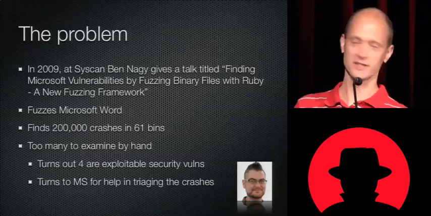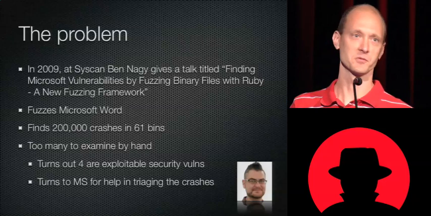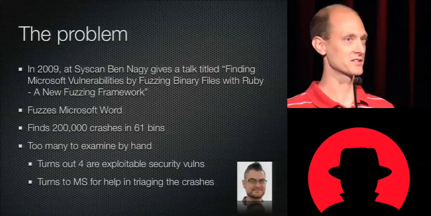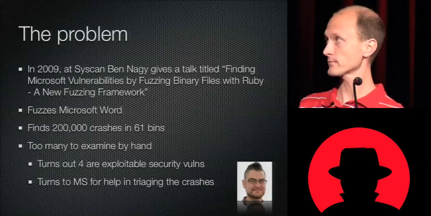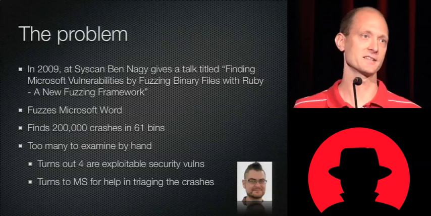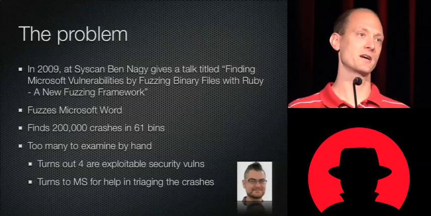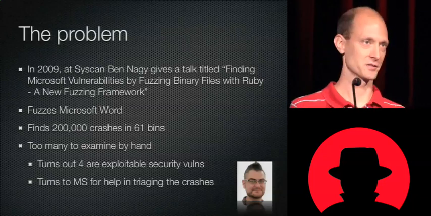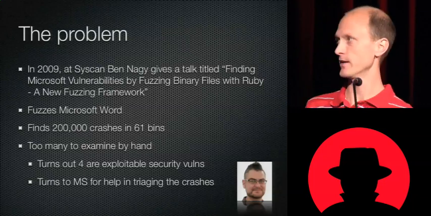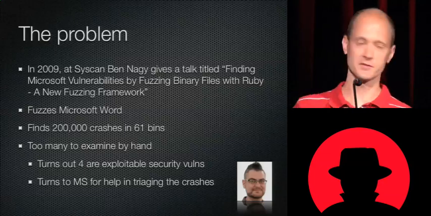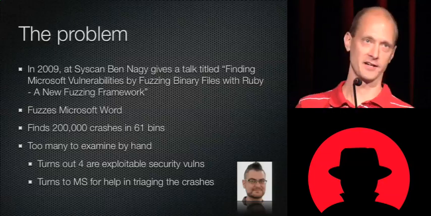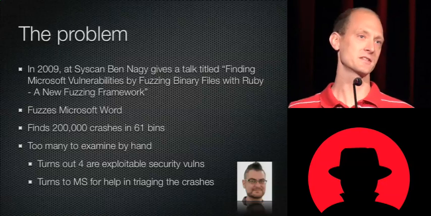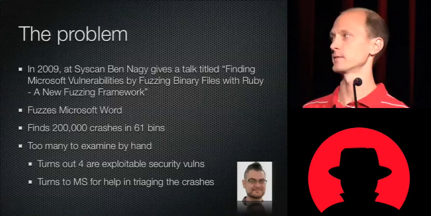So he's really the king of large-scale fuzzing out in the research world. I'm sure Microsoft does it as well, of course. So in 2009 at Syscan, I met him, and he was giving a talk about some fuzzing he did on Microsoft Word, so .doc files. And so here's some statistics. So he found 200,000 crashes, and they were sorted into 61 bins, so 61 somewhat unique crashes.